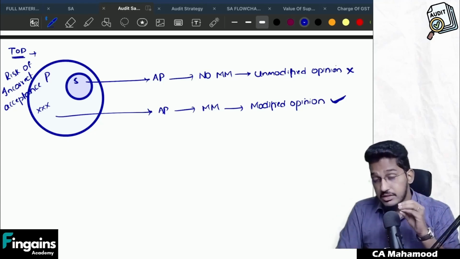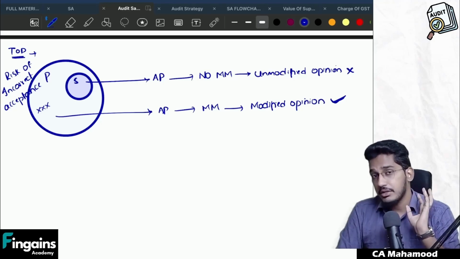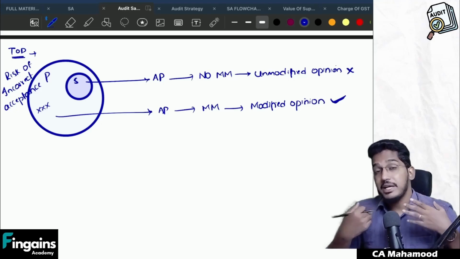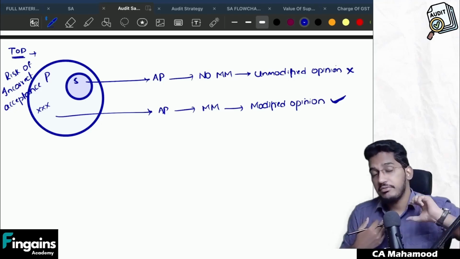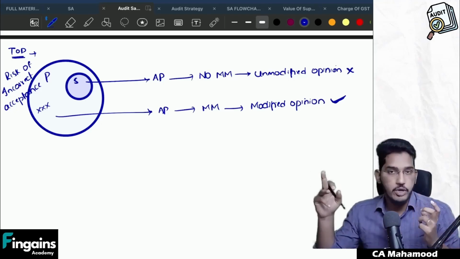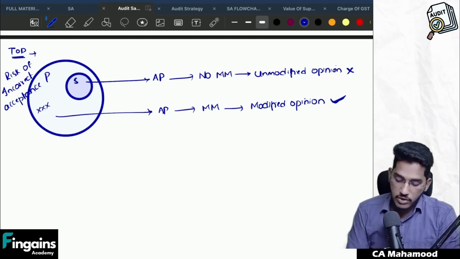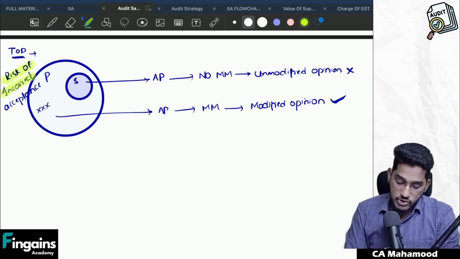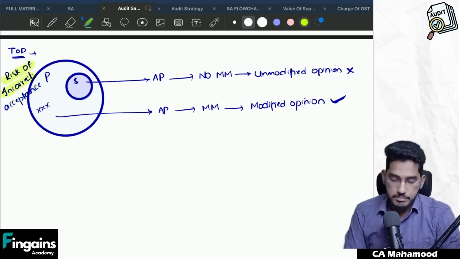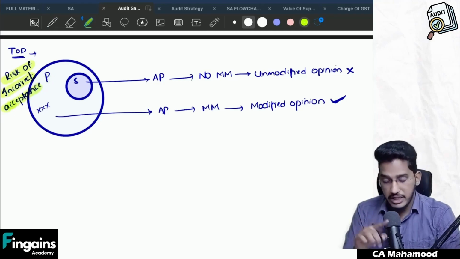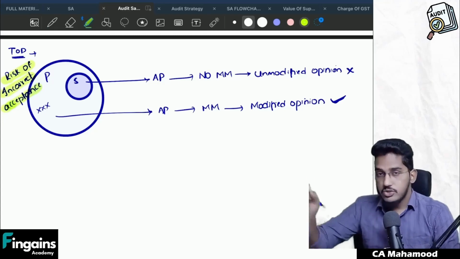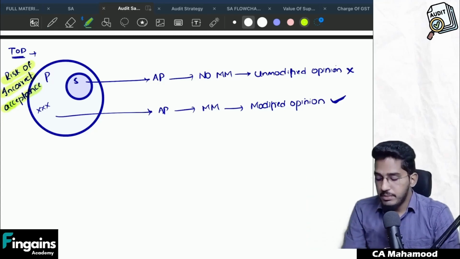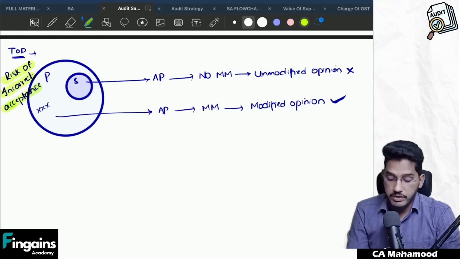In fact, the financial statements contain a material misstatement. But without realizing it, on the basis of the sample, you are wrongly accepting that financial statements are free from material misstatements and you are giving an unmodified opinion. So that's why we call it risk of incorrect acceptance. You are wrongly accepting that financial statements are free from material misstatements when they actually contain material misstatements. So when a modified opinion is appropriate, you are trying to give an unmodified opinion.